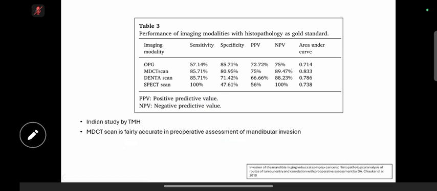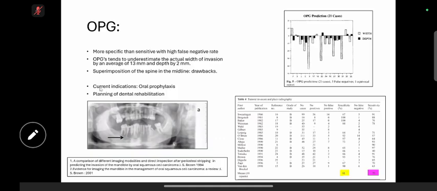There's another Indian study by the TMH group, in which they compared different imaging modalities, which included OPG, multi-detector CT scan, dental scan, and CT scan, and they found equivocal sensitivity and specificity of multi-detector CT scan. So they concluded that MDCT scan is fairly accurate in pre-operative assessment of mandibular invasion. Let's see the individual imaging modalities in detail.